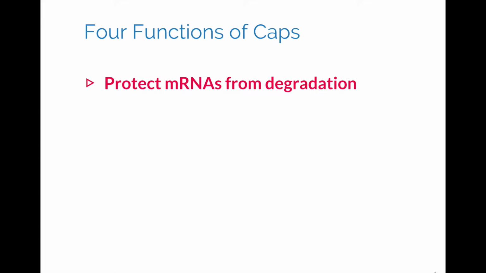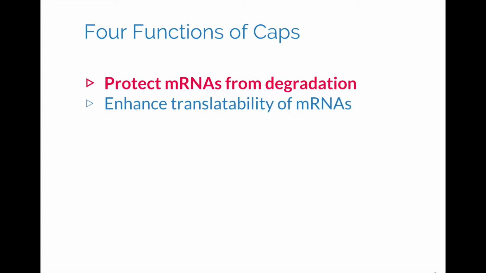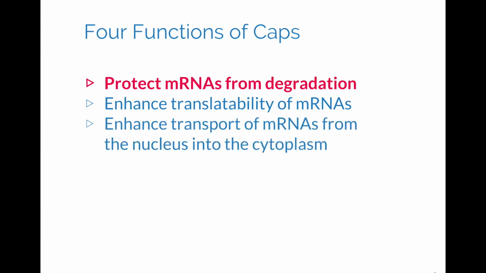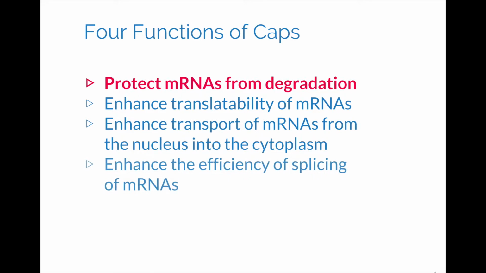Next, we'll go over some background information regarding the main functions of 5' caps. 5' caps protect mRNAs from degradation, enhance the translatability of mRNAs, enhance the transport of mRNAs from the nucleus into the cytoplasm, and enhance the efficiency of splicing of mRNAs. In this video, we will discuss a figure which shows how the 5' cap protects mRNA from degradation, so we will focus on the first function listed.